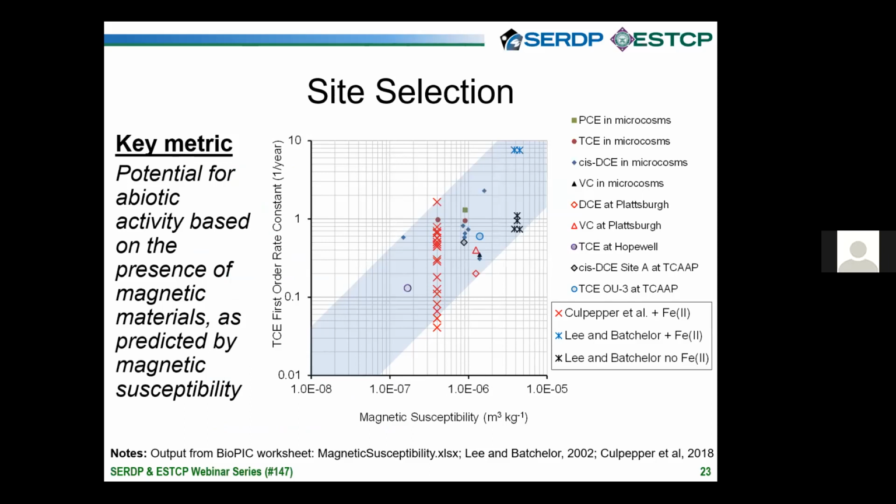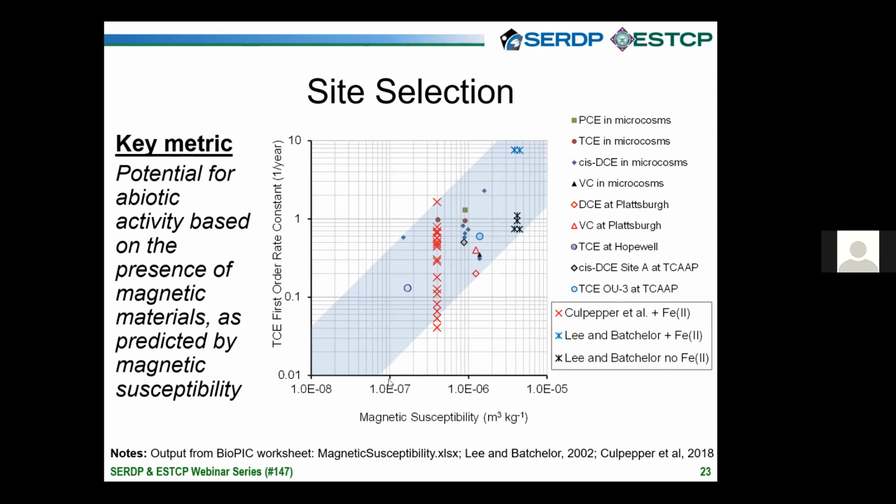The driver behind this is the hypothesis that there's an association between magnetic susceptibility, which is a measure of how much magnetic material is present in a sample, and the rate constant that has been observed in microcosms and field studies for first order degradation rates, abiotic degradation rates.